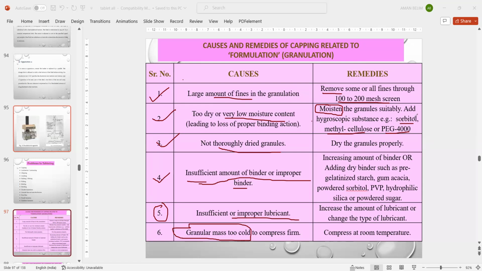What is hygroscopic? The difference between hygroscopic and deliquescent was also a question in GPAT 2023. They asked for a definition, and they asked whether it would be hygroscopic or deliquescent. The ability to absorb moisture from the environment, that is hygroscopic. And what is deliquescent?